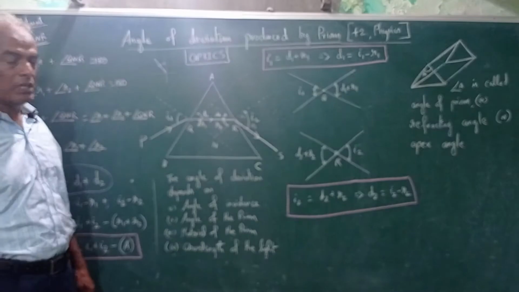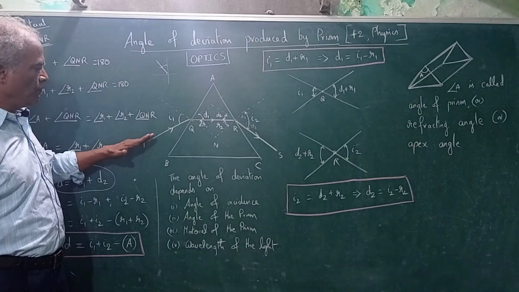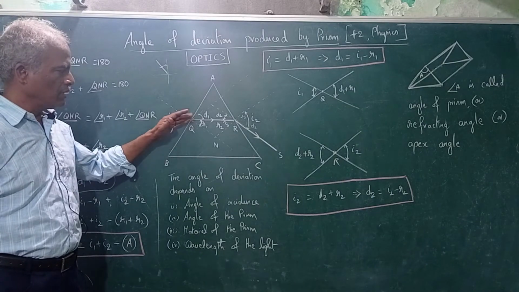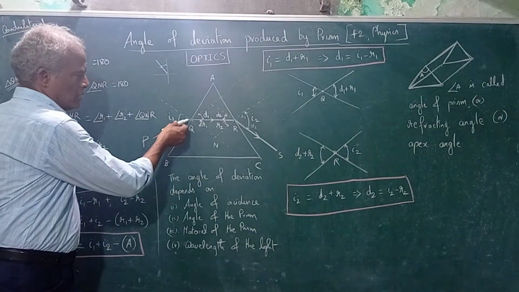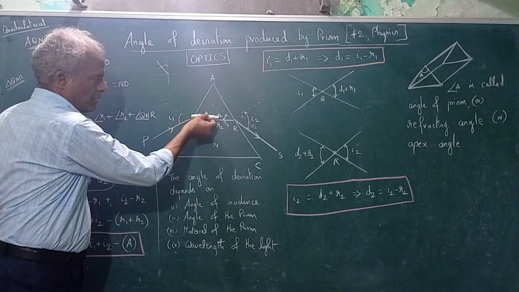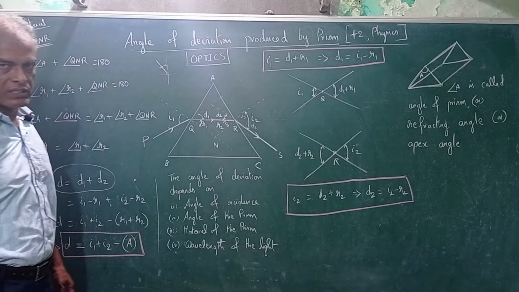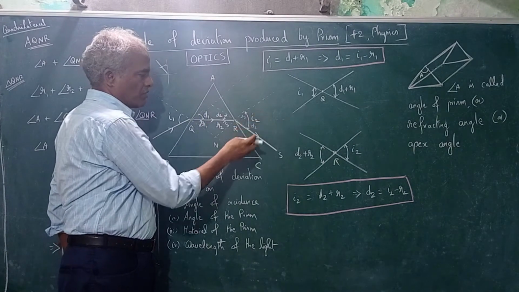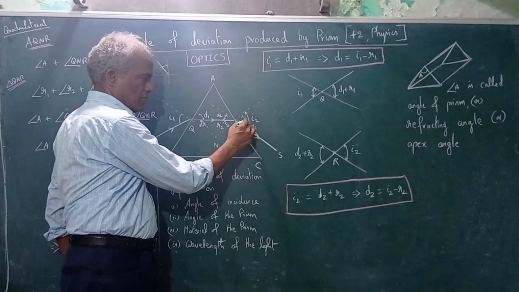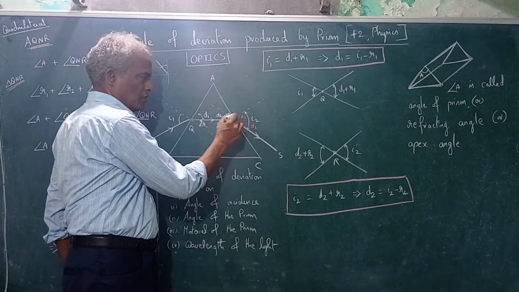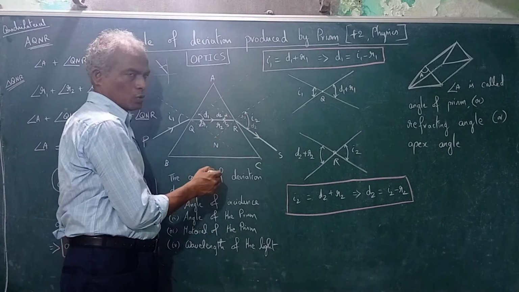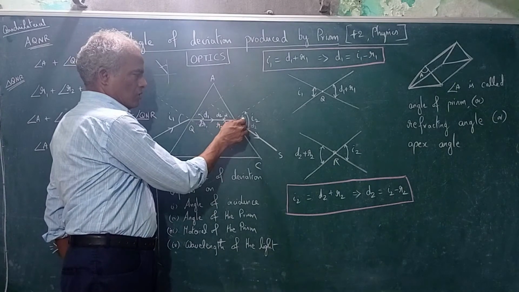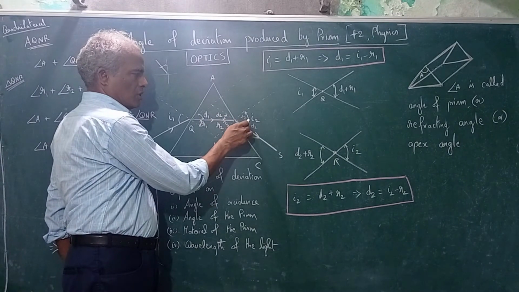So once again I repeat. The wave from P goes straight up to Q and then it is deviated. It should have gone this way, but it has been deviated by an angle D1. That is first. And then it goes like this. It should have gone straight, but it has been deviated. The angle from this point to this point is D2, and from this point to this point is R2. That means this R2 is equal to this R2, and this D2 is equal to this D2.